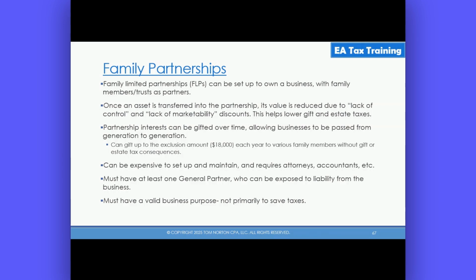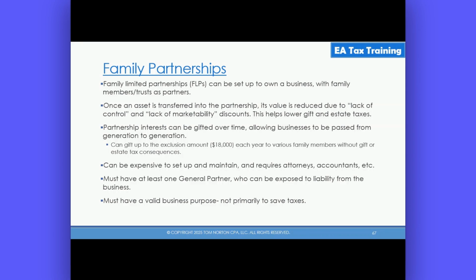So you can start to transfer the business from one generation to the next by giving gifts. Remember, we talked about these split gifts. You can give $18,000 a year to somebody with no gift tax consequences. If you're married, you can give $36,000. If the person you're giving to is married, you can give $72,000. So what families will do is they will start making gifts each year of partnership units that are worth $18,000 or $36,000 or $72,000.